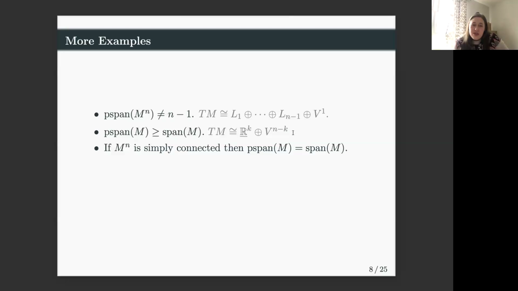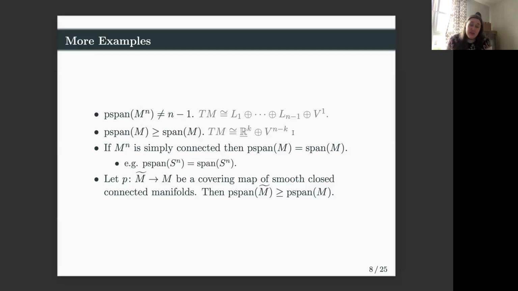Also, this is a useful fact. If you have a simply connected manifold, then there's no difference between the span and the projective span. The reason for this is that if you're simply connected, you only have trivial line bundles over M. So the span is the same as the p-span. And this is quite useful, for example, with spheres. We know the span of spheres. That's a really non-trivial computation. But since spheres are simply connected, we immediately know the projective span.